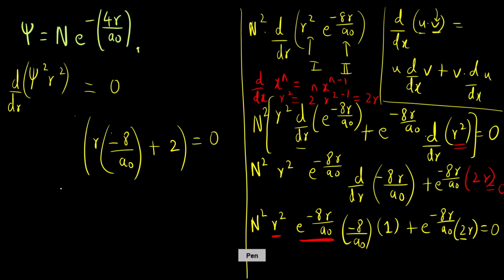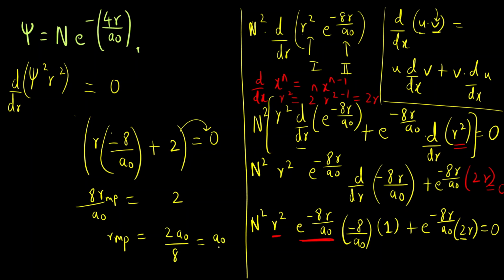Okay, now we have to solve this. So this will be minus 8r by a naught is equal to plus 2, which goes on the right hand side and becomes minus 2. Okay, so minus and minus sign get cancelled. What will be r? This is the r most probable that we need. R most probable, that is most probable radius, will be 2a naught by 8 is equal to a naught by 4. So that is the correct answer.